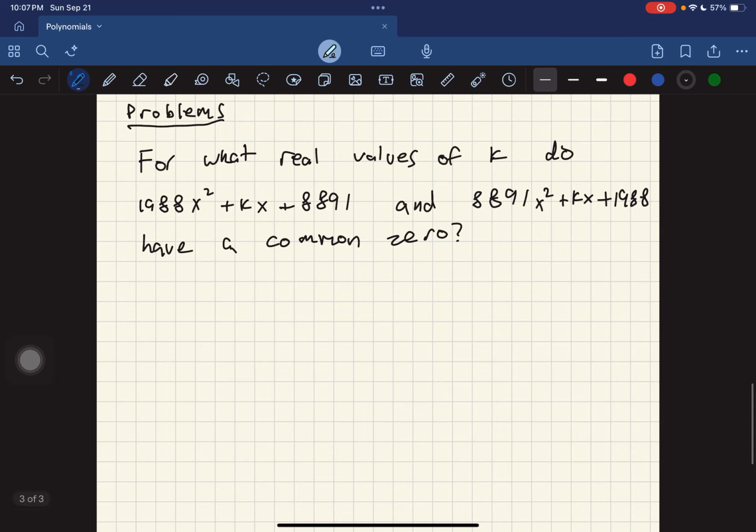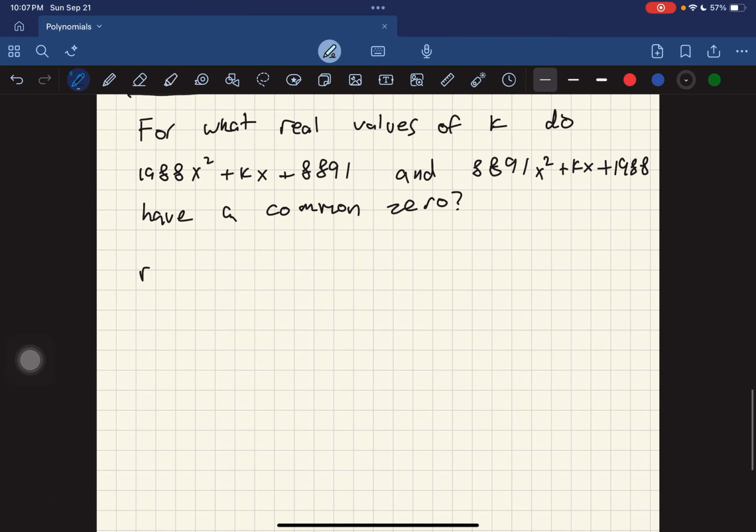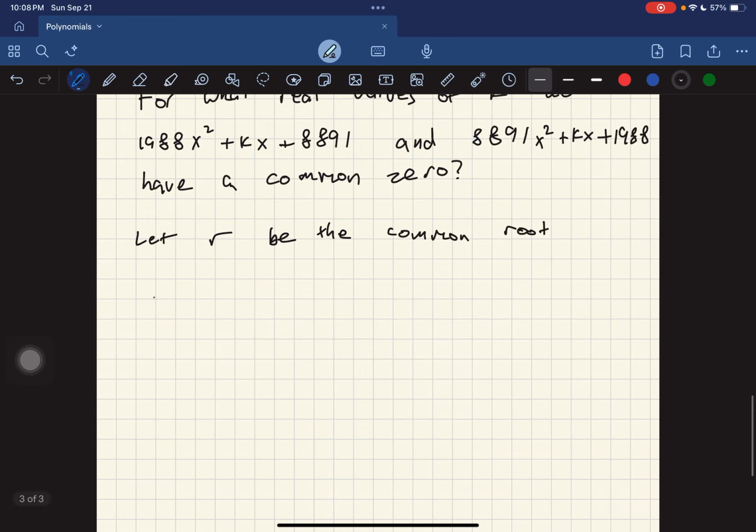The first solution requires a bit of wishful thinking, or a bit of thinking outside the box. What we can do is pretend that r is the common root. Then if we substitute r into both of the equations, we have 1988 r squared plus k r plus 8891 equals 0, and the other polynomial also equals 0.